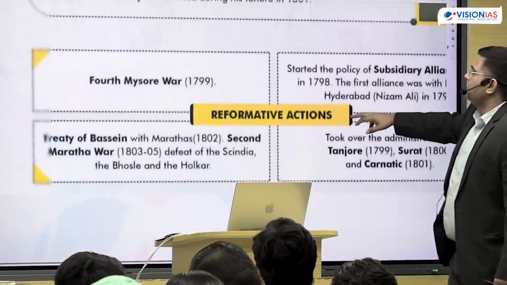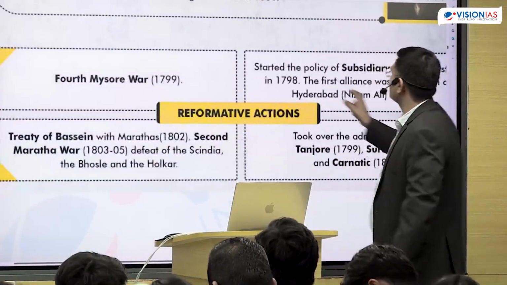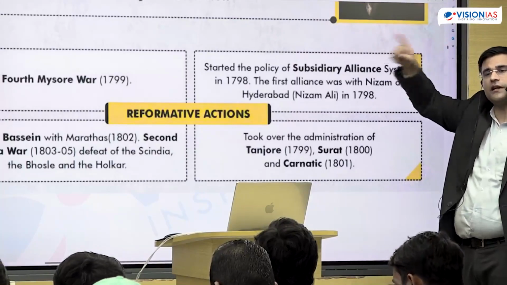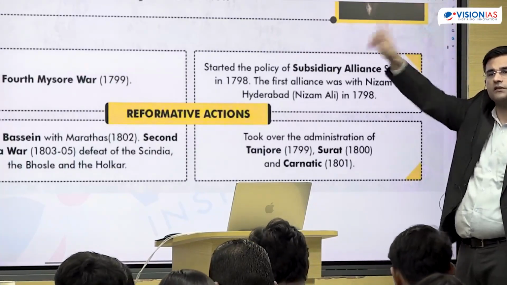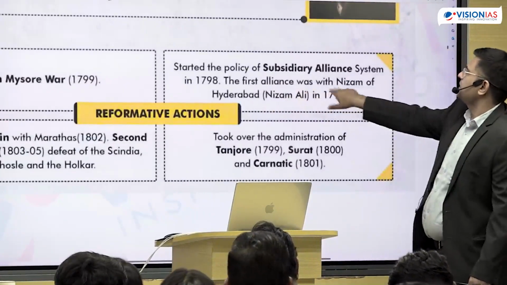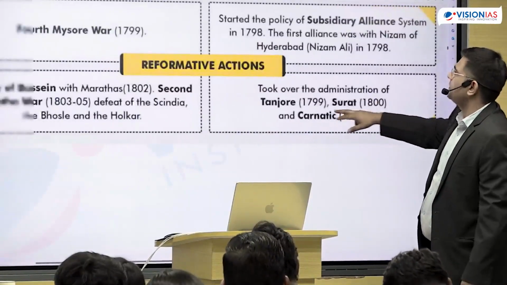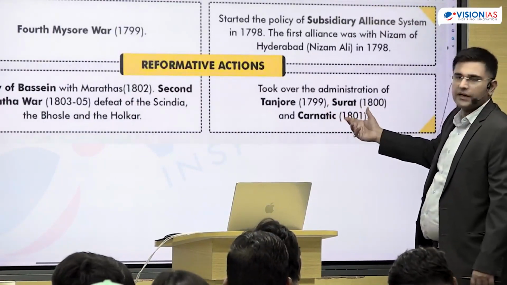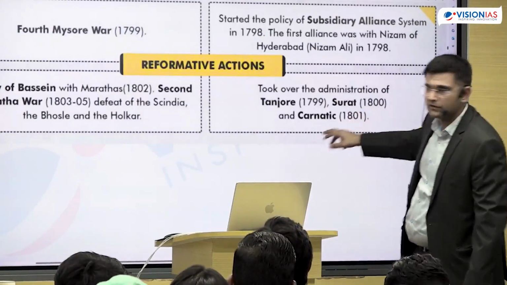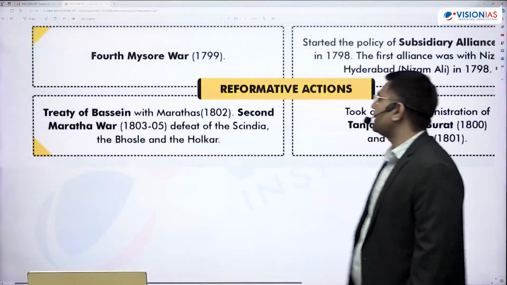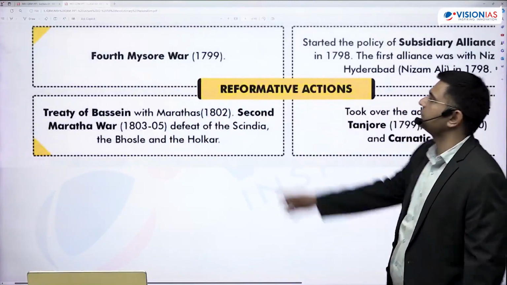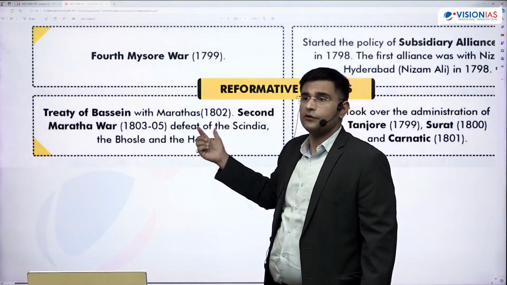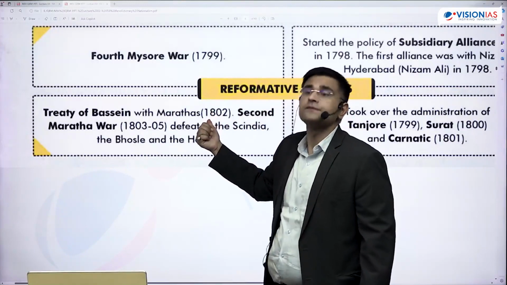Right. Fourth Mysore War he is doing, then started the policy of subordinate alliance, which I have already explained. Subordinate alliance is equal to policy of indirect rule plus military alliance plus EIC military plus subsidy plus foreign policy. Okay. This has been mentioned. Then took over administration of Tanjore, 1799, Surat, right? Carnatic was annexed in 1801. On grounds of maladministration, by the way. Treaty of Bassein with Marathas, 1802, this is where the Peshwa signed the subordinate alliance, right? So in return for, you will help me, this resulted in Second Anglo-Maratha War, right?